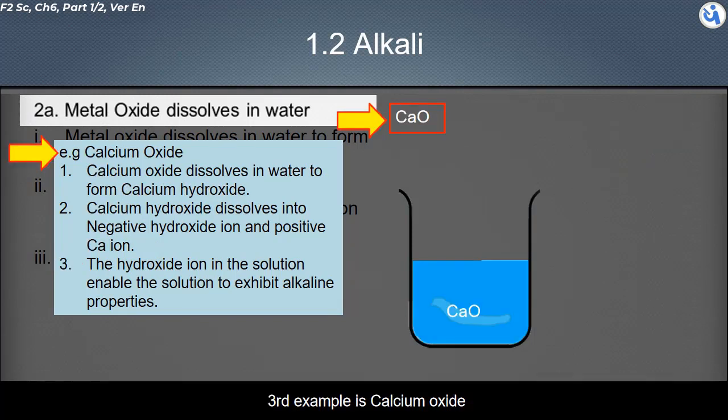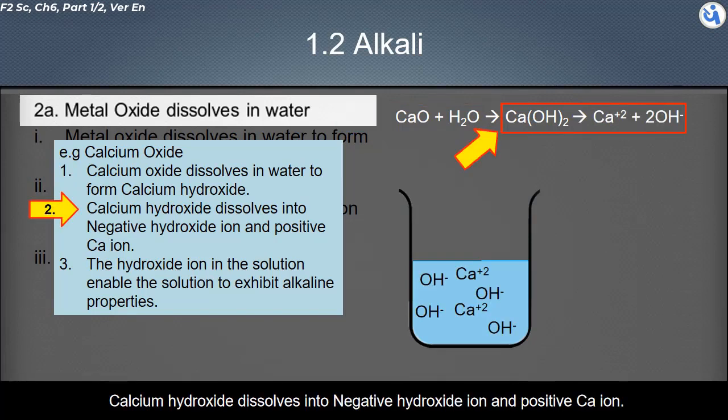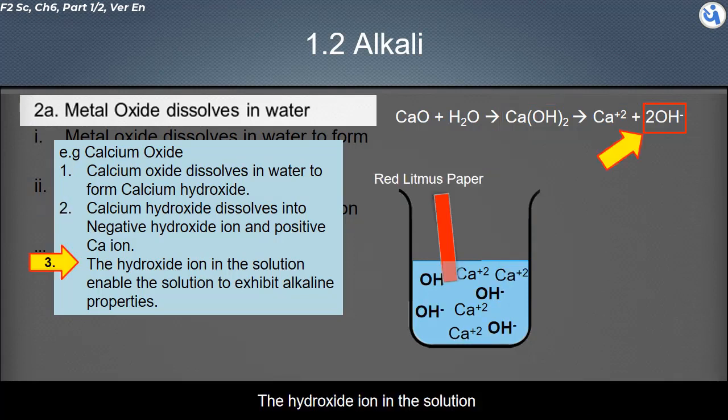Third example is calcium oxide. Calcium oxide dissolves in water to form calcium hydroxide. Calcium hydroxide dissolves into negative hydroxide ion and positive calcium ion. The hydroxide ion in the solution enables the solution to exhibit alkaline properties.